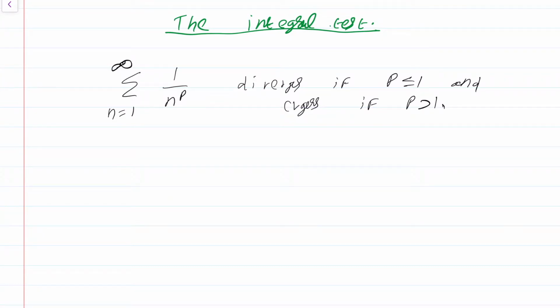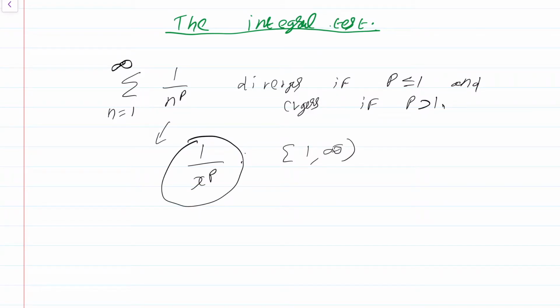Now observe this function 1 by n power p. I can consider it as 1 by x power p, and the function is now defined on 1 to infinity. I can extend 1 by n power p to the whole real numbers in 1 to infinity, right? Now it is natural to study whether, by using this function 1 by x power p, we can conclude something about the series summation 1 by n power p. And that's precisely what the integral test tries to tell us.